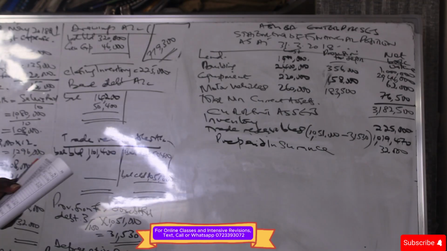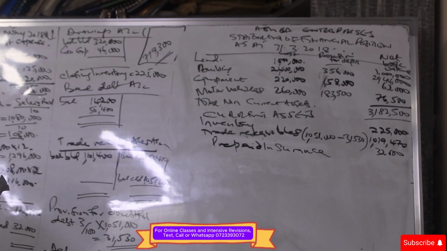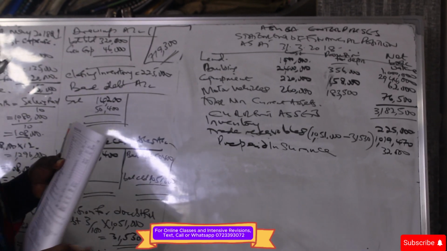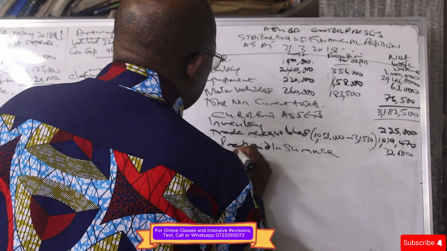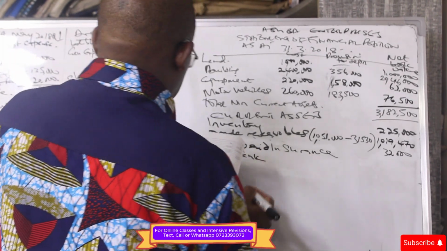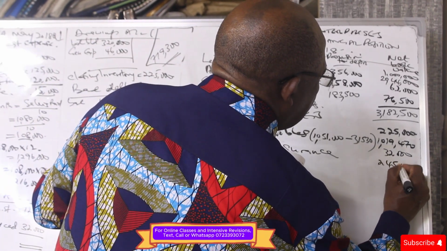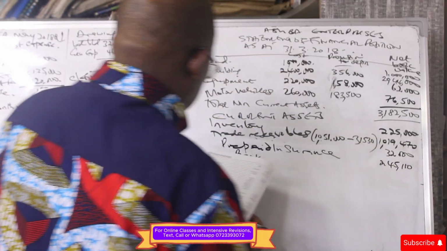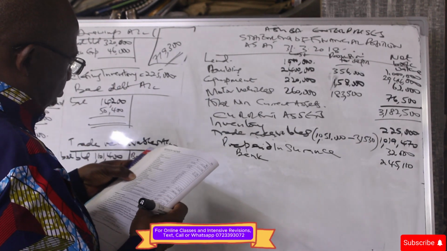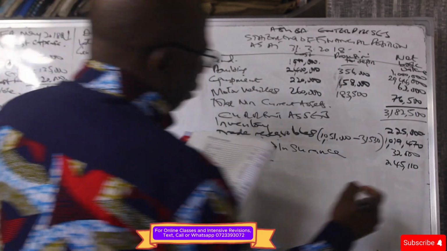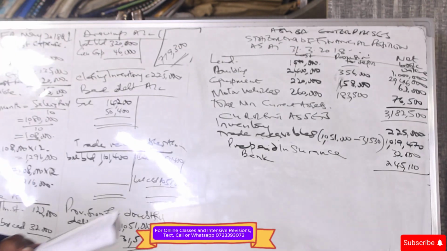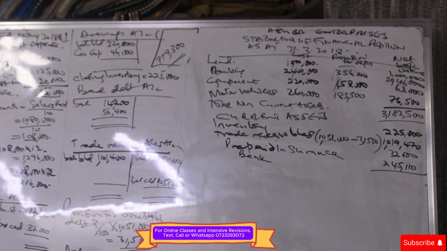From the trial balance, we get a bank balance of 245,110. 245,110 bank. From the TB, 245,110. Remember the format. You check whether you have any cash balance. You don't seem to have a cash balance, so we add the 4 items.